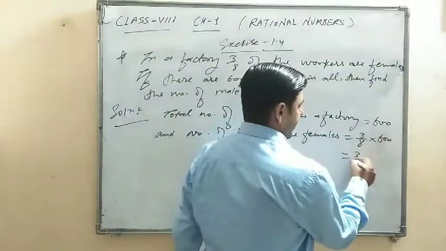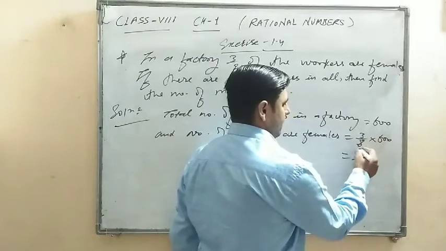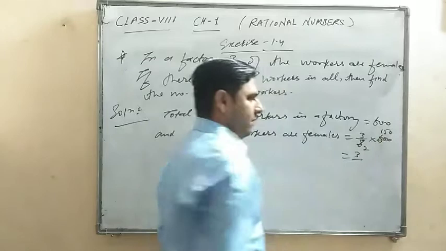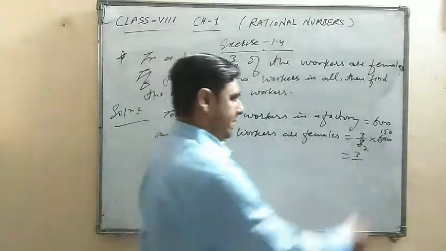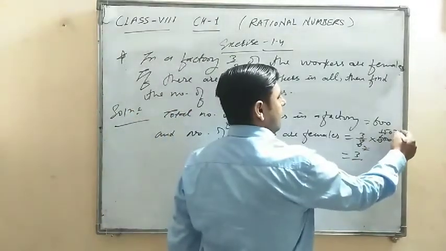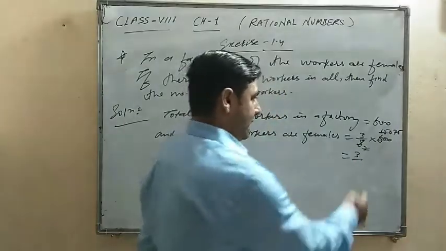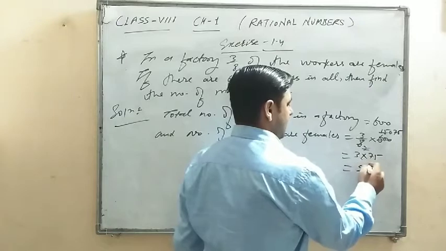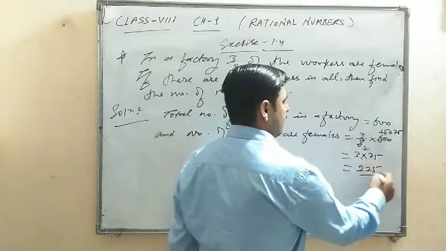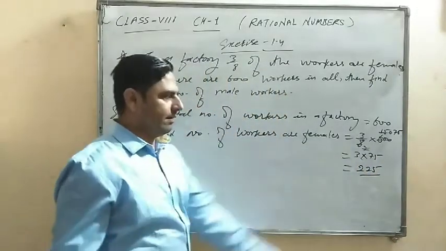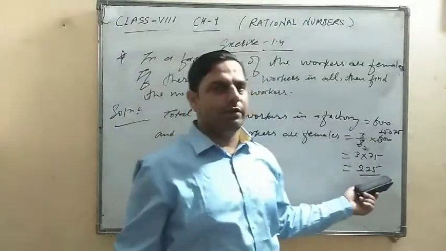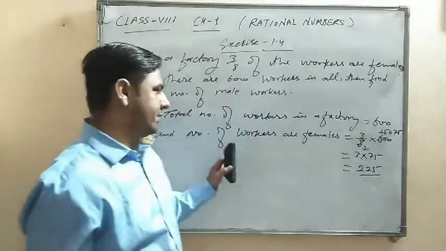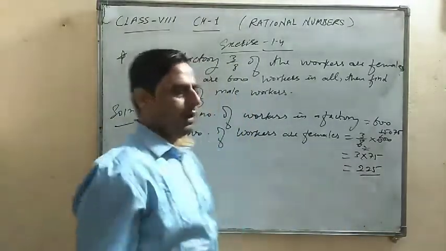So after calculating, you will get the result 4 to the 8, then 4 15 60, then 275, then 150. So the result is 3 into 75. After that, you will get the result 225. 3 5 is 15, 1 carry, 3 7 is 21, plus 1 is 22. So the number of female workers is 225.